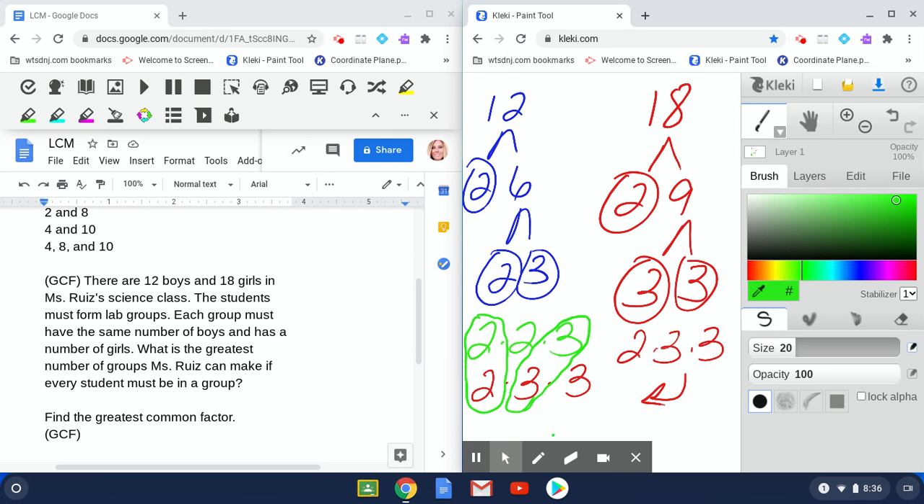Now, if you remember, I'm only taking 1 from each circle. So I'm only taking one of the number 2's and one of the number 3's, multiplying them together. So my greatest common factor here is 6. So in this word problem, what is the greatest number of groups Ms. Ruiz can make if every student must be in a group? The greatest number of groups she has is 6.